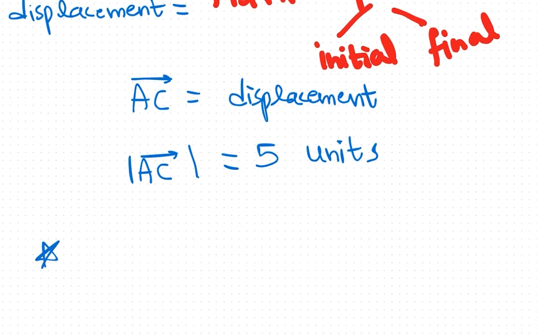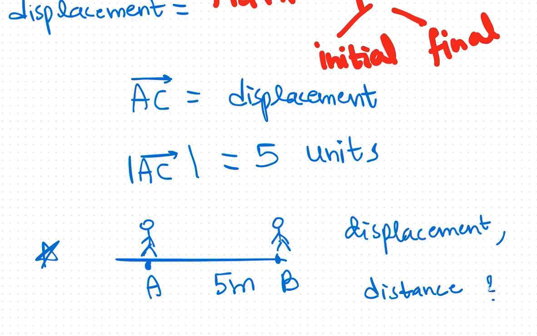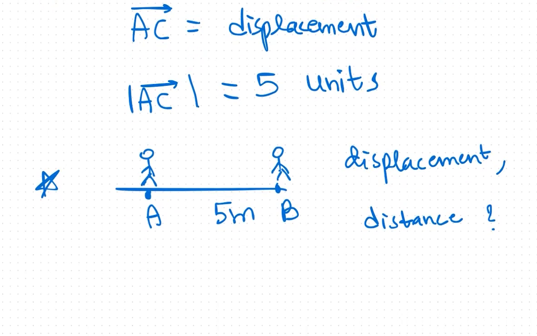Okay. Let's say a person is moving along a straight line. He started at point A and reached point B. He traveled, let's say, 5 meters. What is the distance and what is the displacement? So the person started at point A and then went 5 meters east to point B. Straight line. So distance would be 5 meters. What about the displacement?